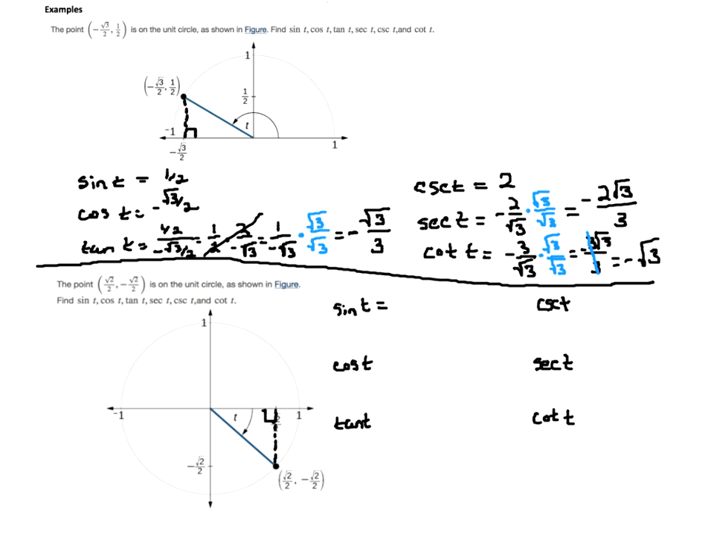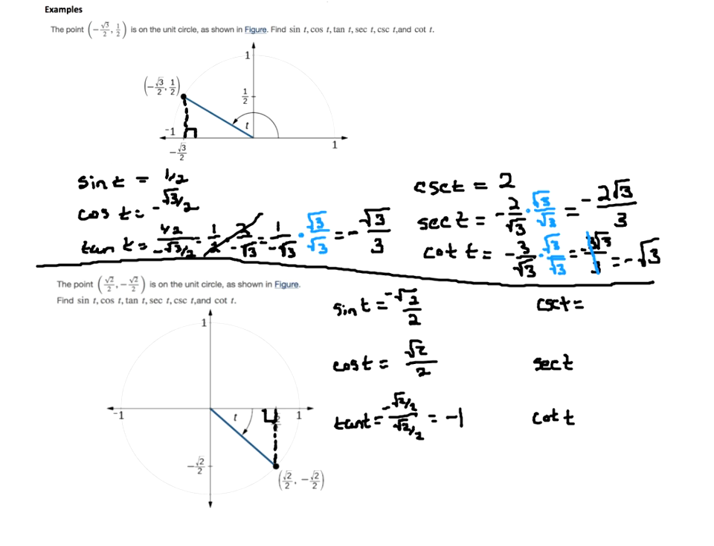Okay, so the sine of t is just negative square root of 2 over 2. It's the y value there. And then the cosine is positive square root 2 over 2, just the x value. The tangent is the y value, negative square root 2 over 2, divided by square root 2 over 2. Well, anything divided by itself is just 1. I have a negative divided by a positive there, so this is just negative 1.